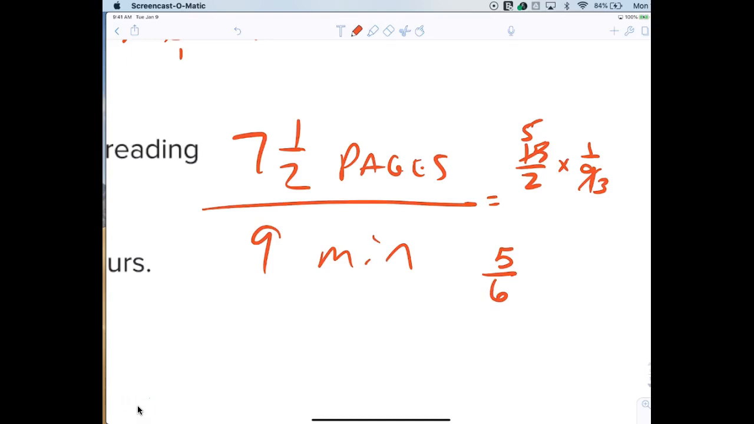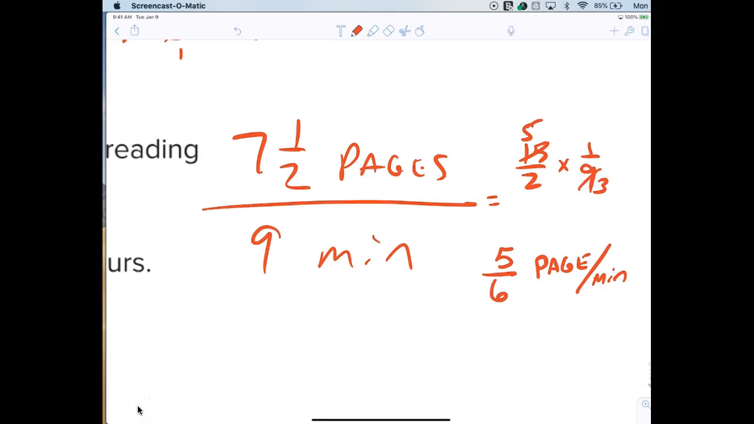Now 5 over 6 what? Pages, yes, but we would say 5/6 of a what? Page, because it's less than 1. Do I really care if you put an S at the end? No, I don't. I'm just trying to point that out. It's 5/6 of a page every single minute. It's so easy if you listen to what I just said about how you determine what is being divided by what. It absolutely tells you.